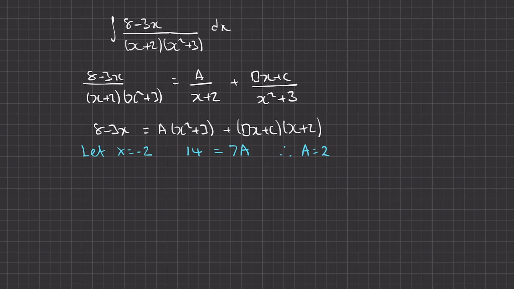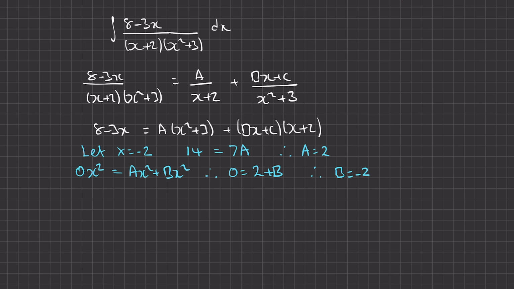Now, to work out B and C, we need to use equating coefficients. And we know we have a 0 x squared term. So now the x squared term is made from Ax squared plus Bx squared. So we can say that 0x squared is Ax squared plus Bx squared. We'll cancel out the x squareds, so 0 is equal to 2 plus B. So therefore, B must equal negative 2.